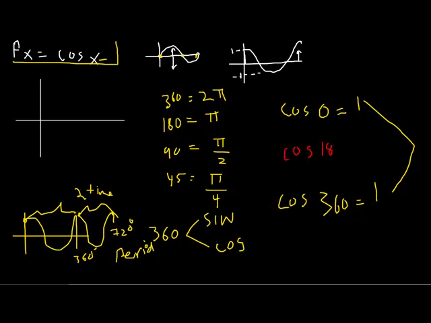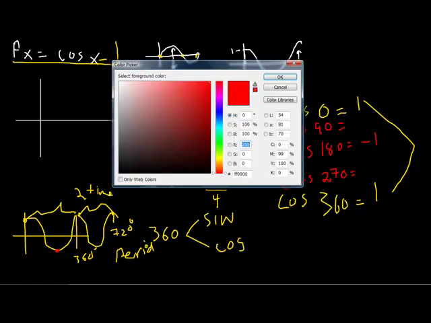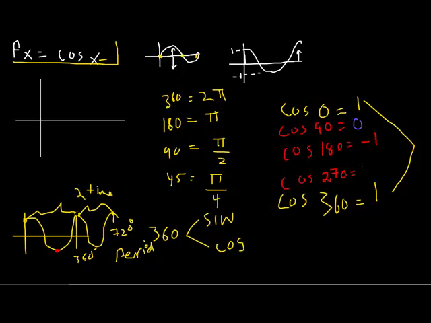What's cos of 180, you may ask? Cos of 180 should be -1, right? So halfway of cosine, which is here, should be 180. And then half of these two, which is cos of 90 and cos of 270, should both be zeros. They should both equal 0, right?